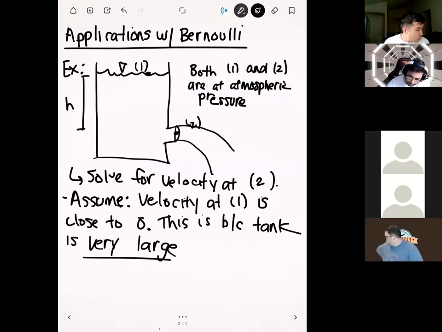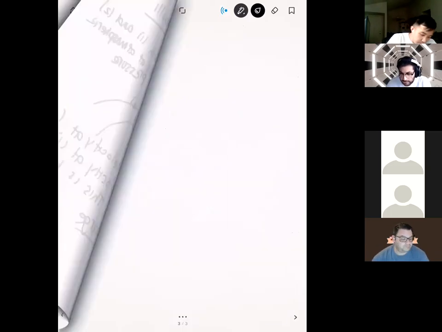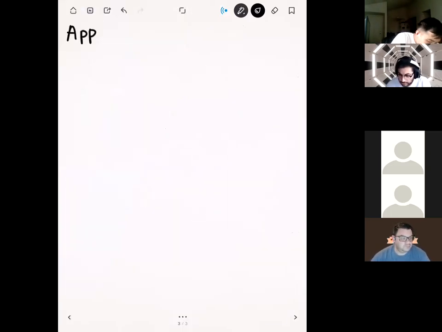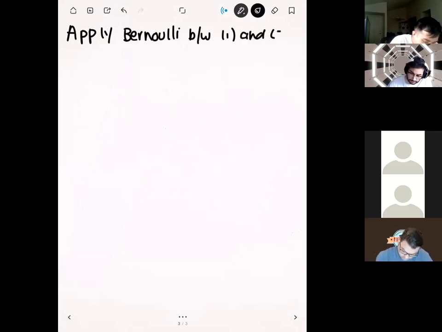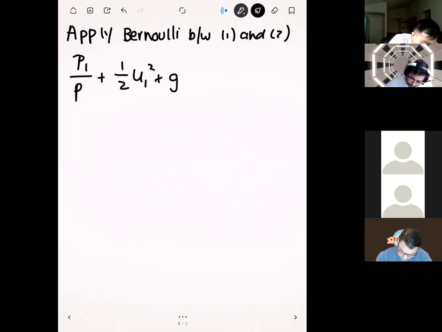Okay, so the way we're going to set up this problem is we're just going to apply Bernoulli between point 1 and point 2, and then we're going to see what terms cancel out and solve for U2. So let's write out our Bernoulli equation. We have P1, pressure, over rho, plus 1/2 U1 squared, plus gZ1. That's all the Bernoulli quantities at point 1.